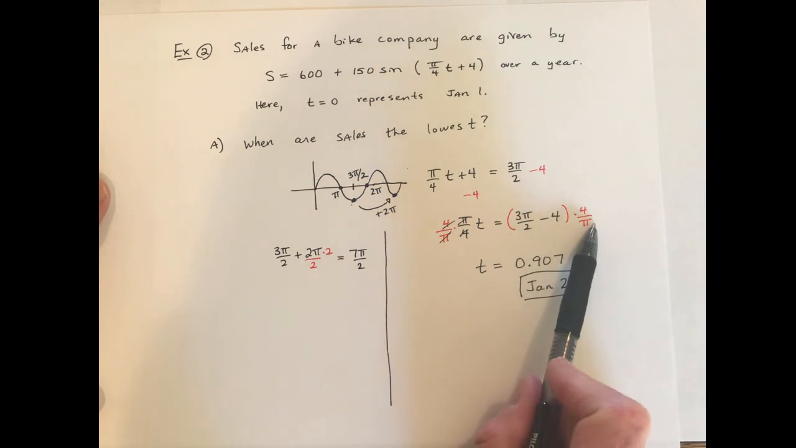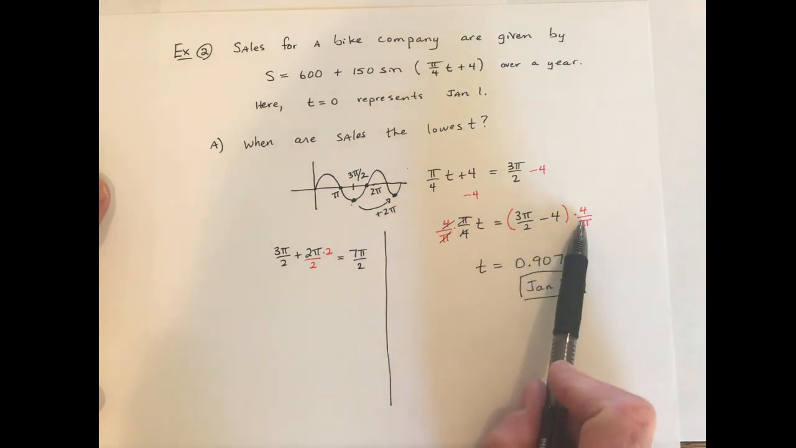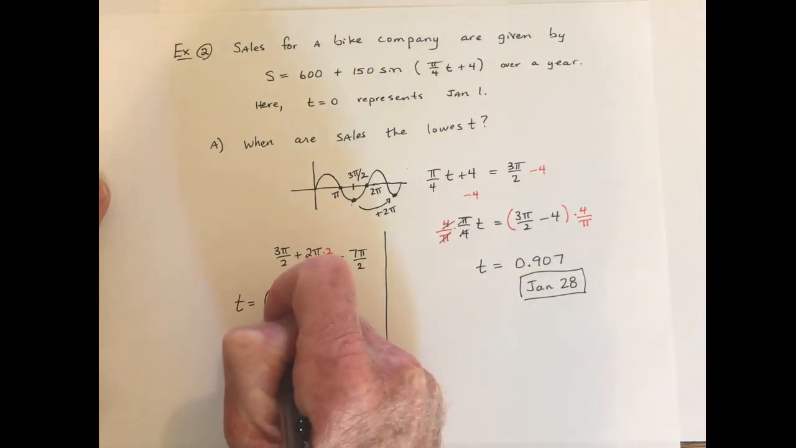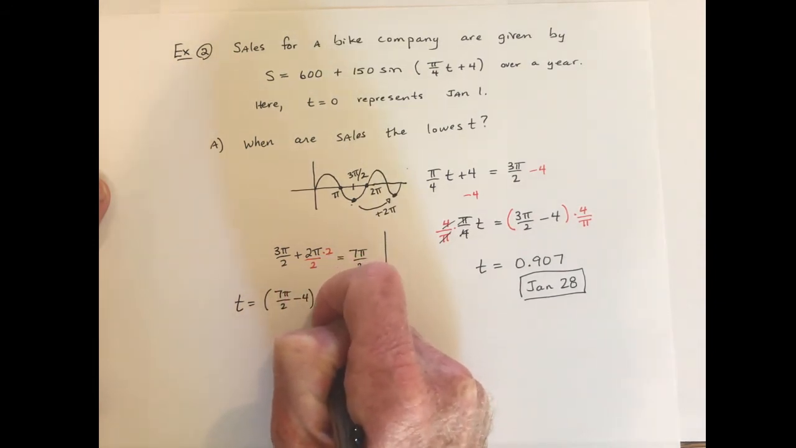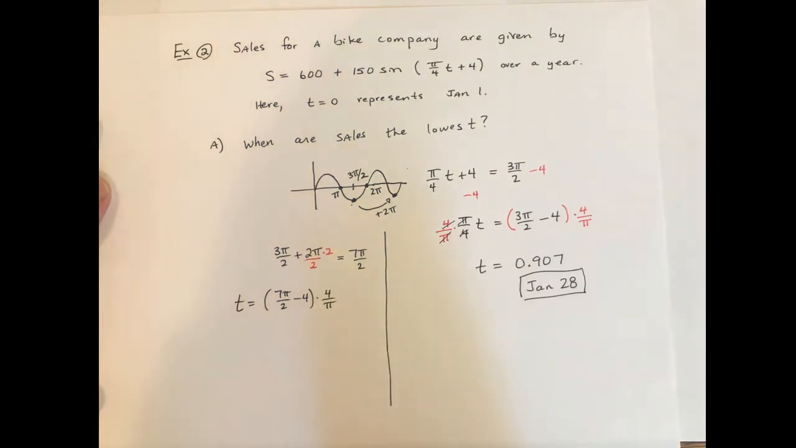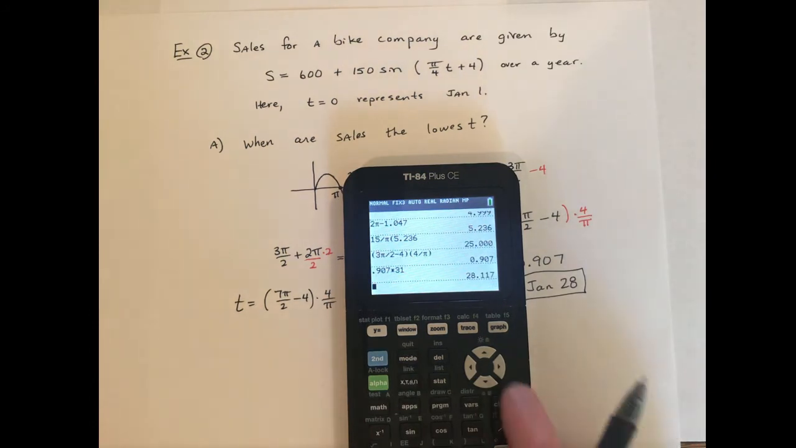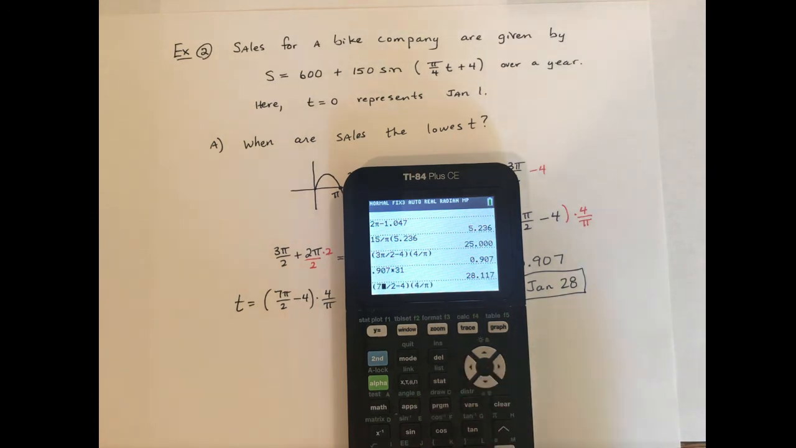We would do the same algebra, which means that we would get that this is 7 pi over 2, and then the rest of it's the same. So another solution is put parentheses 7 pi over 2 minus a 4, and then times 4 over pi. And how much is that? So actually I can just go back right here, get this one back, and all I need to do is change this to 7 pi over 2. So 8.907.